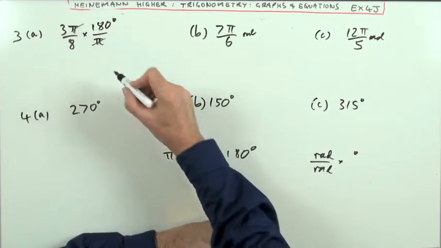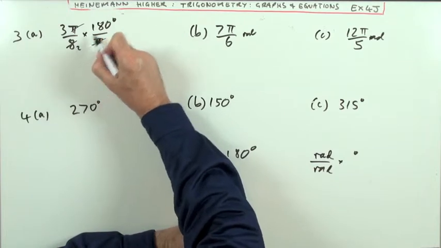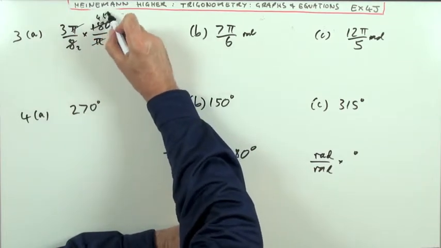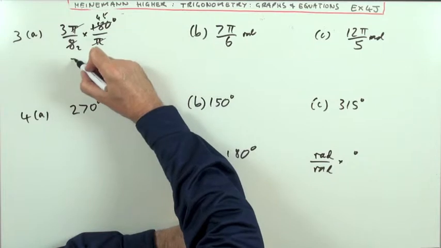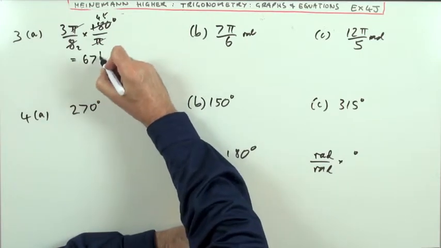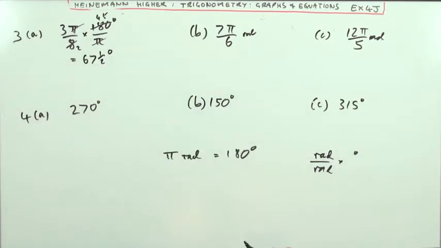Well, those pi's will cancel out, and then it's just a case of what's that? 4 into that goes 2, 4 into that goes 45, 2 into that's 22 and a half, 3 22 and a half, so 66, 67 and a half. So 67 and a half degrees.